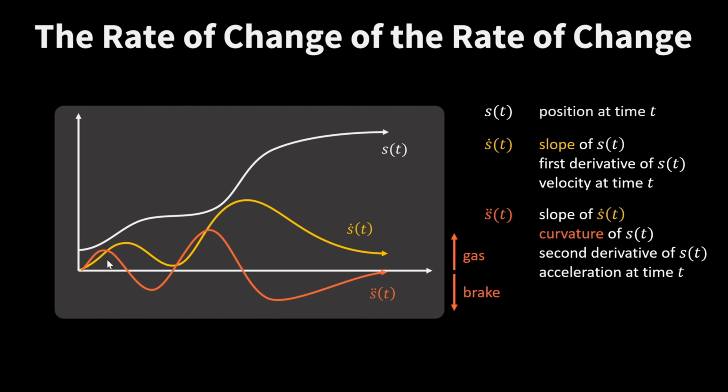Here the driver hits the gas, so the velocity increases and the car accelerates. At this point, she releases the gas and the velocity stays constant. This means the car travels at a constant velocity. At this point, she hits the brake. This means the velocity decreases and the car decelerates. At this point, she releases the brake, which means the car travels at a constant velocity. Here she hits the gas again, the velocity increases and the car accelerates.